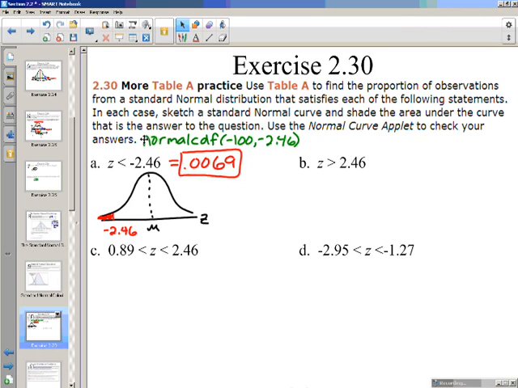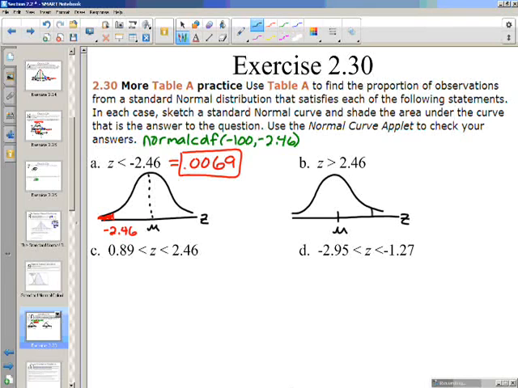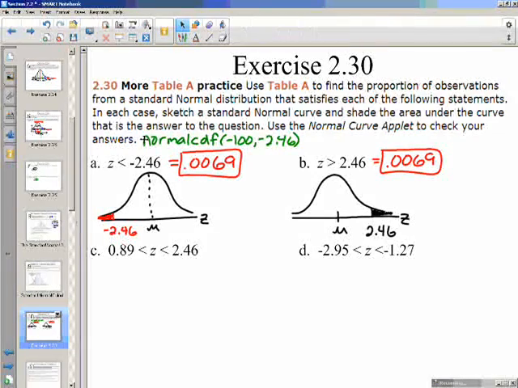Letter B, z is greater than positive 2.46. Again, draw a sketch of the distribution. There's our mean in the middle. 2.46 is going to be somewhere out here. We're finding that area. Without even going to the chart, knowing that this is a symmetric distribution, that area better be equal to what? Yeah, it better be equal to 0.0069. Let's verify both on the chart and calculator.